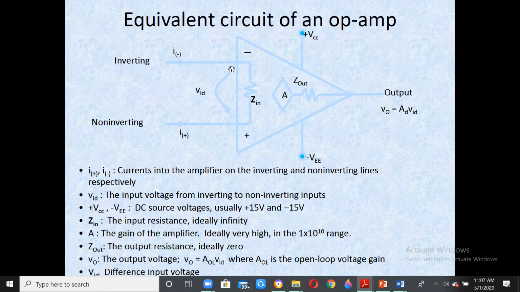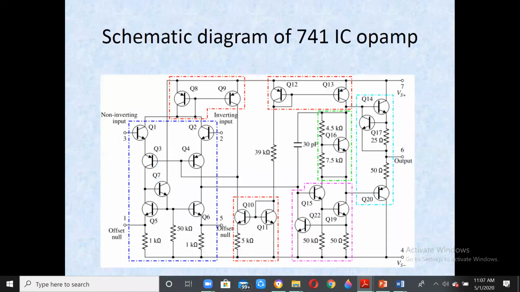If the 10 microvolts is in this direction, you will get the corresponding amplification. If it is in this direction, you will get a negative value. Okay, it all depends upon those values. So this gives you the schematic of the overall op-amp.